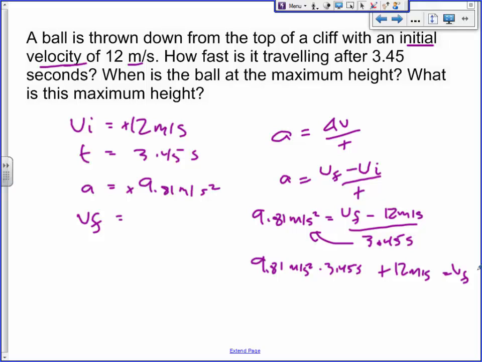Which kind of makes sense, because wasn't this thing already moving when we threw it downwards? Because it was already moving as I threw it downwards, we need to add some extra velocity on, and that wouldn't be there if you just dropped it, right? Anybody get an answer? 46?